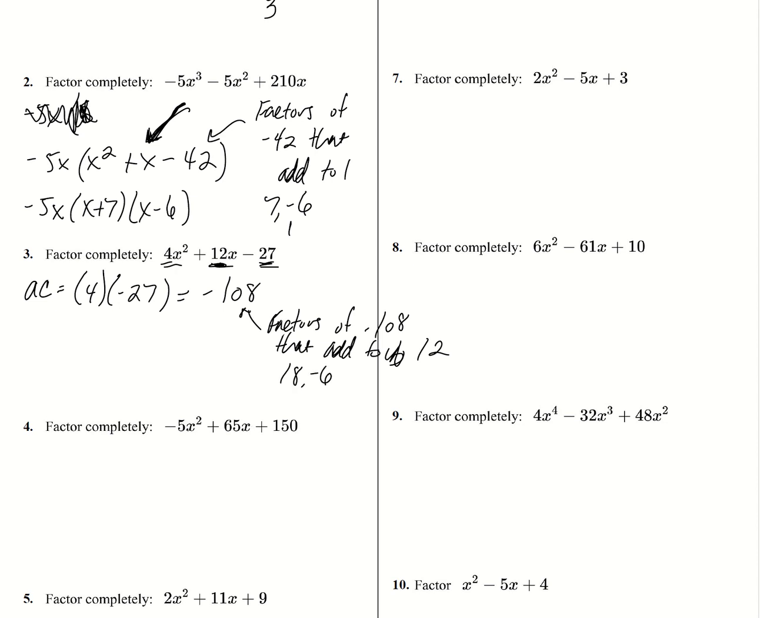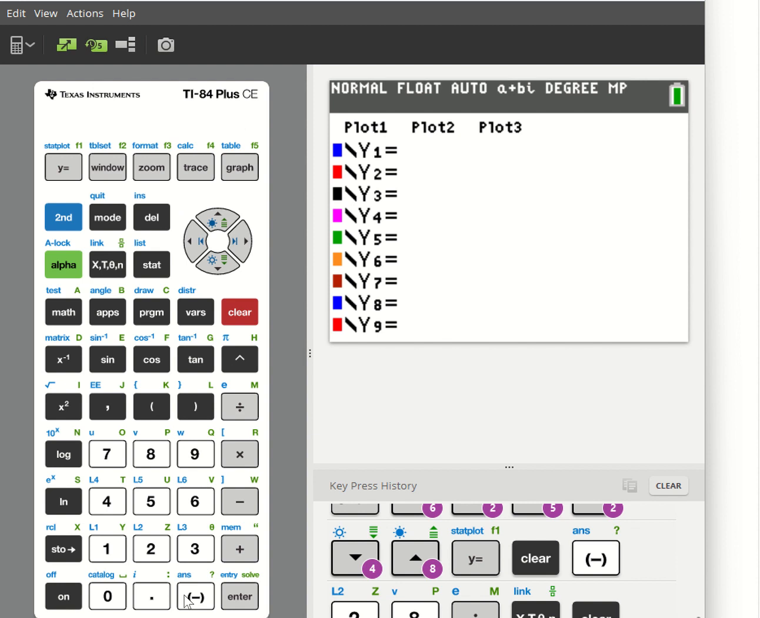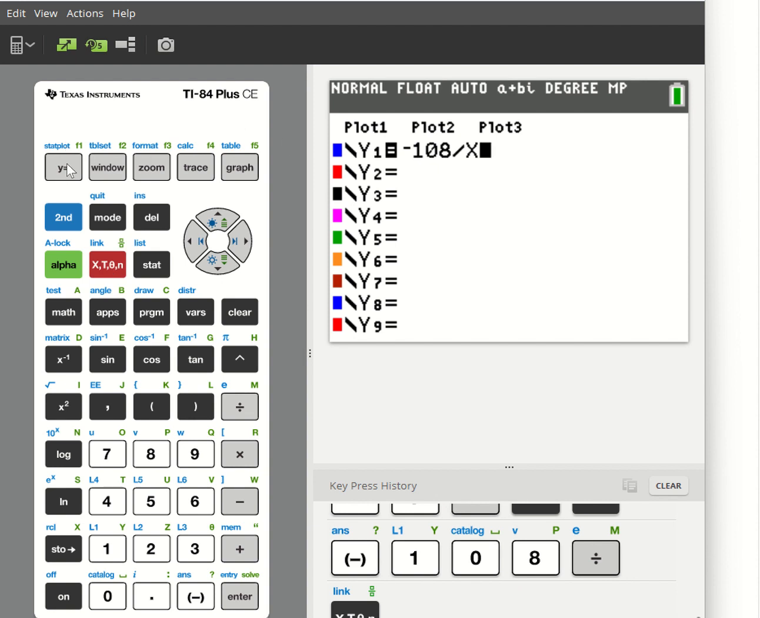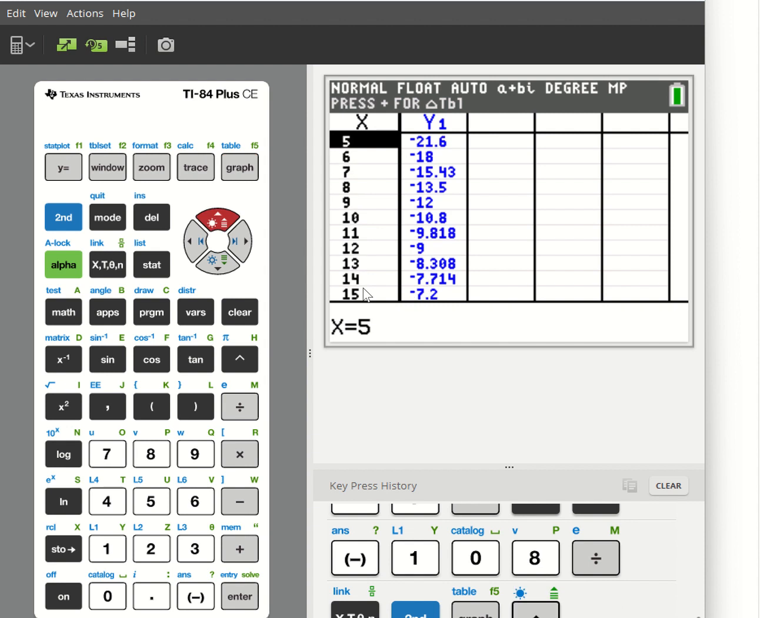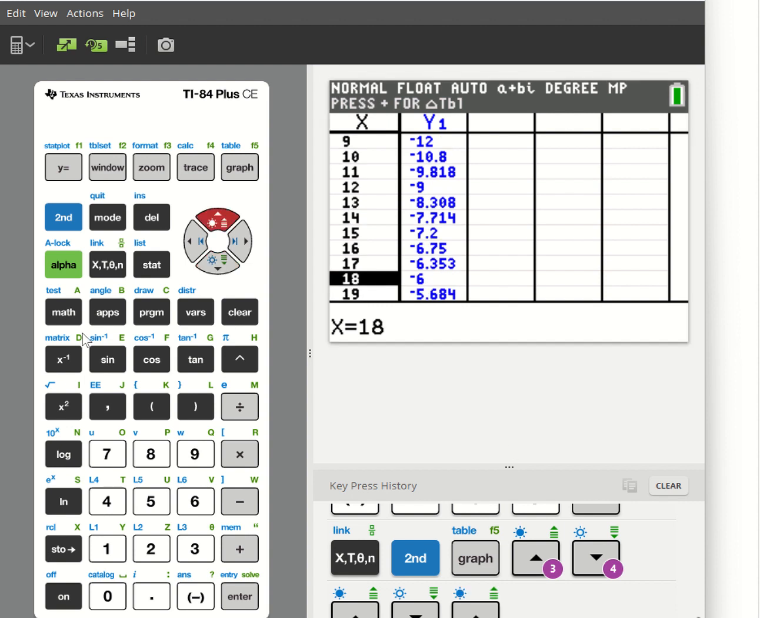Now, if you're having trouble coming up with factors of negative 108, we talked about that calculator trick. So what you can do is you can do negative 108 over x in your y equals. And then you can go to the table. And what you can see is any of the whole numbers here are the whole number factors of 108. So you would have 4 and negative 27, 6 and negative 18, and you can test all those until you get something that works. And so here it was 18 and negative 6.